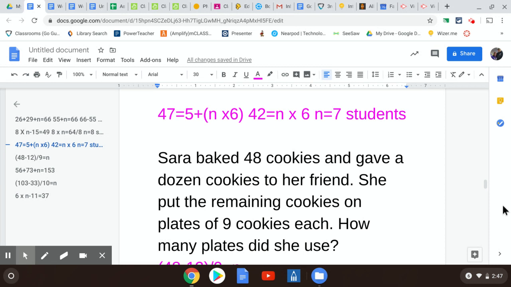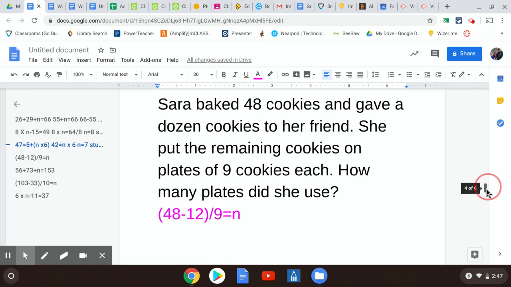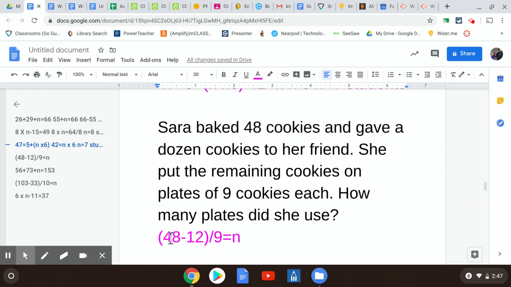It says Sarah baked 48 cookies and gave a dozen cookies to her friend. She put the remaining cookies on plates of 9 cookies each. How many plates did she use? Okay, so here's our equation. She baked 48 cookies and she gave a dozen cookies to her friend. Remember, a dozen equals 12.